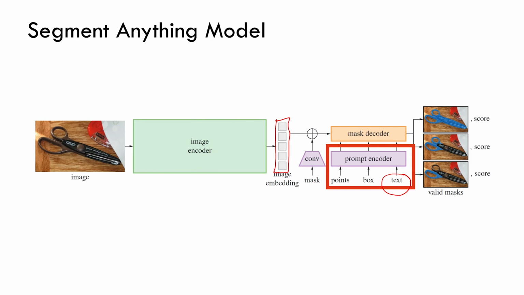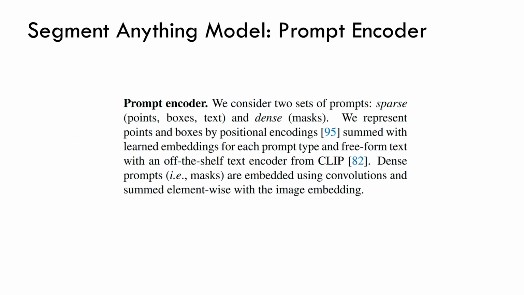But basically the idea is the same as with the image encoder. We have a text and we want some representation that captures most of the information about this text. And this is done by the CLIP text encoder. Let's have a look at the prompt encoder now.